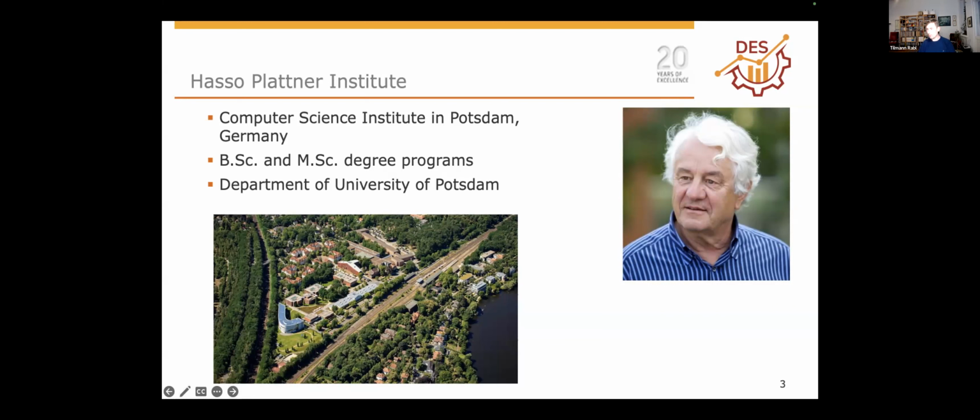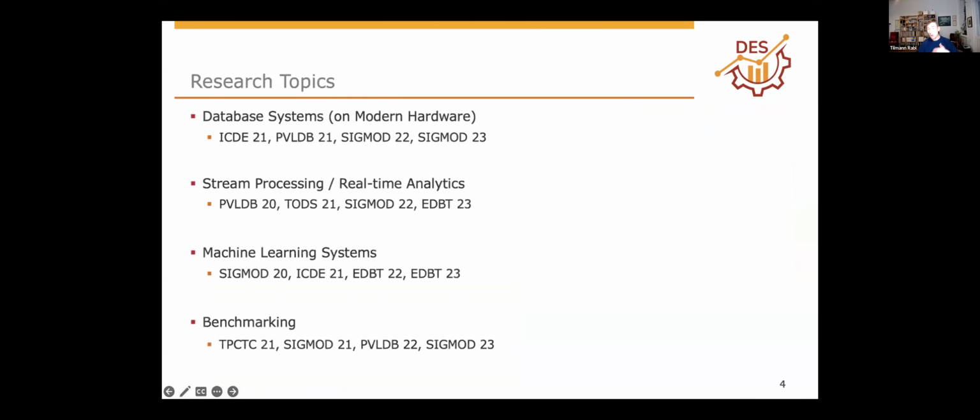We're quite glad that he put a lot of money into his foundation, which funds us and enables us to do a lot of research in databases, but all kinds of computer science research. Okay, so with that, let me almost get into it.